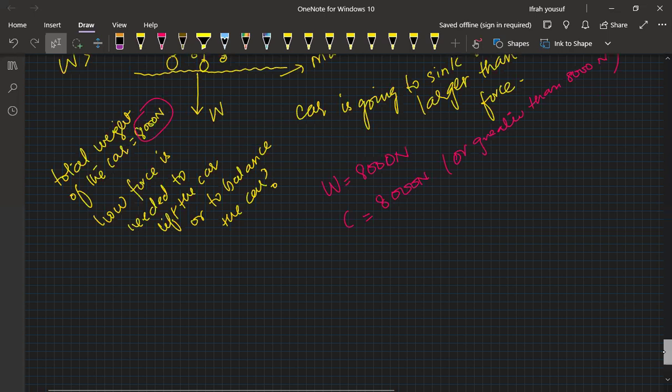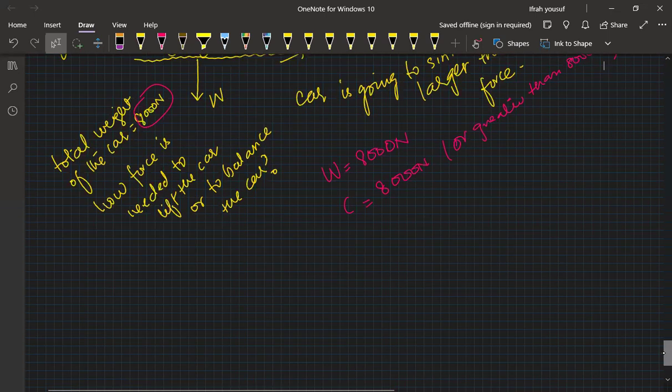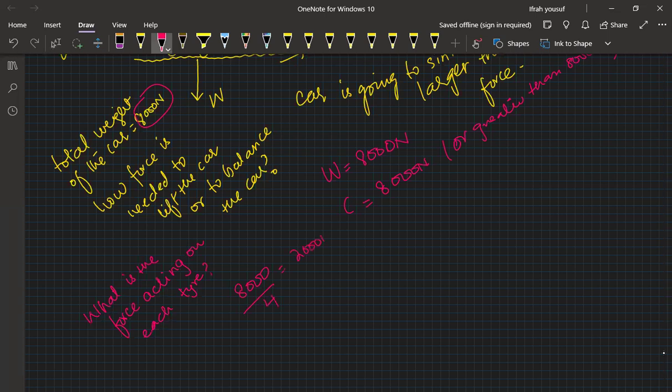Let's talk about this. So if 8,000 Newton is the total force, what is the force acting on each tire? It's not a difficult one. Obviously, 8,000 divided by 4, because there are 4 tires, so it's going to be 2,000 Newton, right? On each tire, 2,000 Newton is exerted.